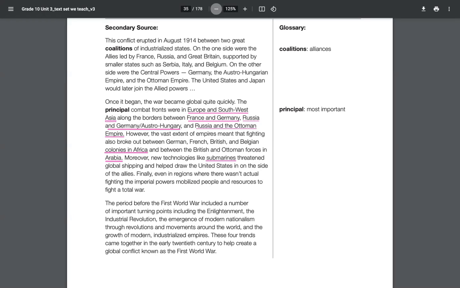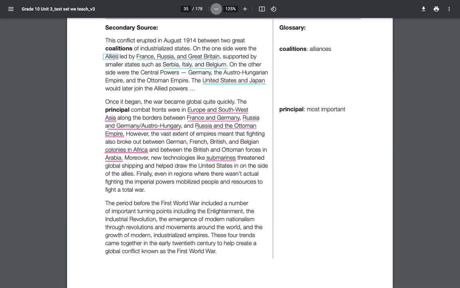And if we look at our vocabulary here, we're looking at 2 alliance systems. So let us annotate for that. We'll do one in blue. And our first one is going to be our allies here. And our ally side, we have France, Russia, and Great Britain. And we also see Serbia, Italy, and Belgium. And then later on, the United States and Japan. If you know more as well, definitely put them in because it just makes it richer if you know more.